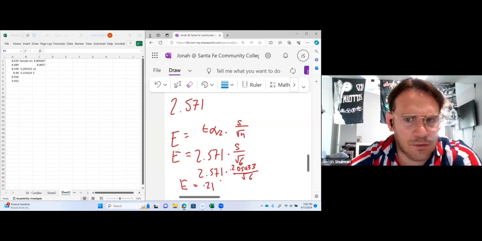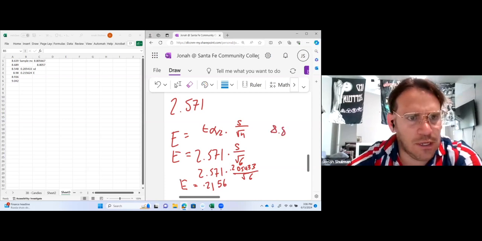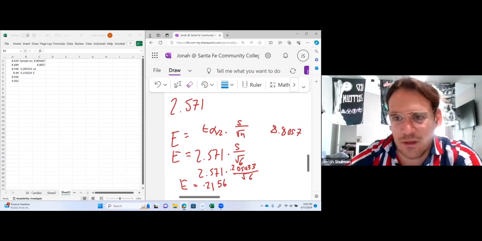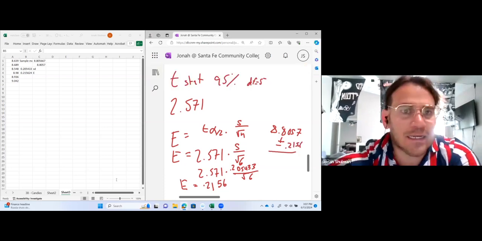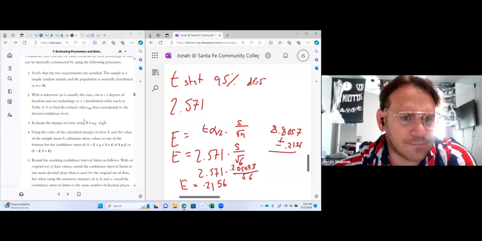0.2156. Remember, it should always be one more than the mean's decimals. Our mean was 8.8057, I'm pretty sure. That's what they had, or 8.806. But we're just going to have to add or subtract this 0.2156. So it's going to be about 8.6 to 9. That's what I'm guessing, 8.6 to 9. Let's see what it is.